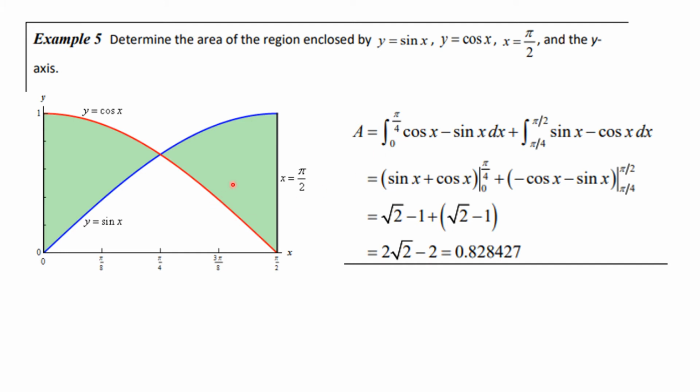So we're going to integrate from 0 to pi over 4, cosine of x minus sine of x dx, and then from pi over 4 to pi over 2, sine of x minus cosine of x dx. We find the antiderivatives, and we plug in our numbers, and what we get is 2 root 2 minus 2. We're not going to be using the decimal expansion. That's an irrational number, and that's how you'll leave your answer.